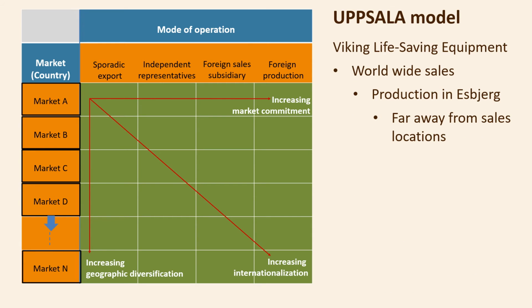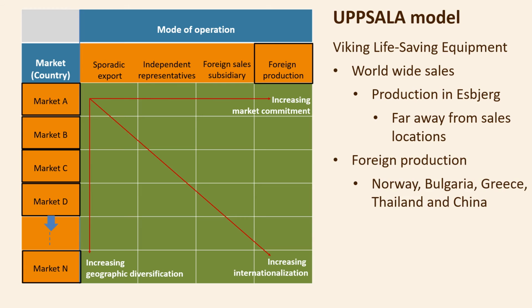As sales grew across Europe, overseas markets, and ultimately worldwide, the production capacity in Esbjerg became inadequate and far away from sales locations. Consequently, manufacturing operations were established in multiple countries to accommodate this geographic expansion. Viking has since set up international production facilities in Norway, Bulgaria, Greece, Thailand, and China.